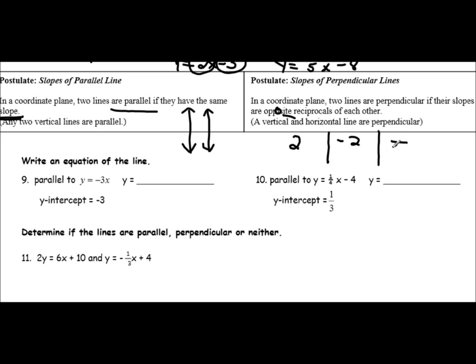So putting that 2 in the denominator and a 1 in the numerator and making it negative. So opposite, flip, opposite reciprocal.